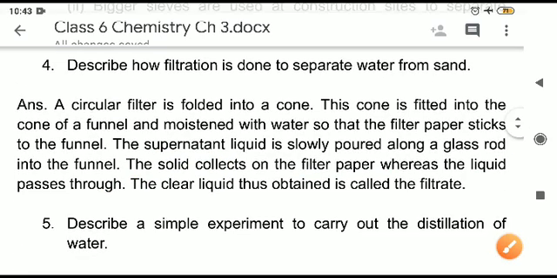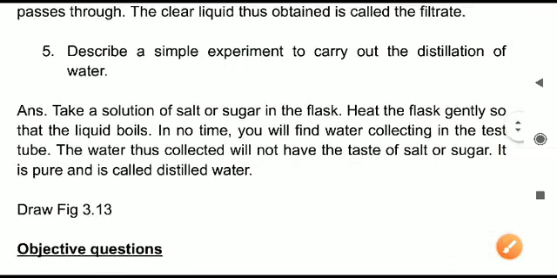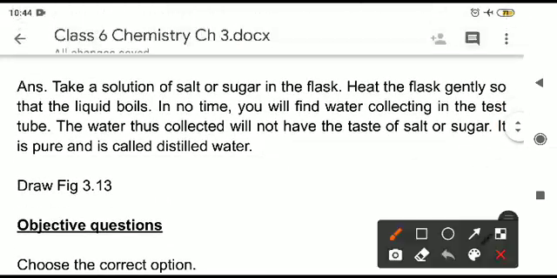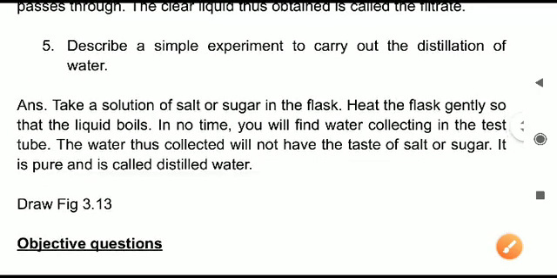We can do the filtration. Filtration is used to separate water from the sand. Sand is the solid that collects on the filter paper and water will fall down, and thus we can separate water and sand from each other. Next, question number 5: describe a simple experiment to carry out the distillation of water.